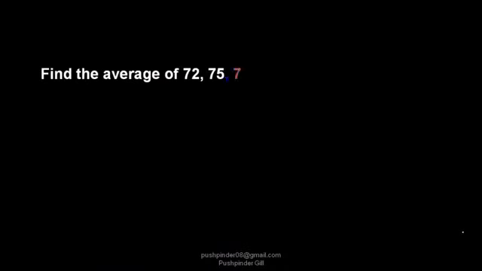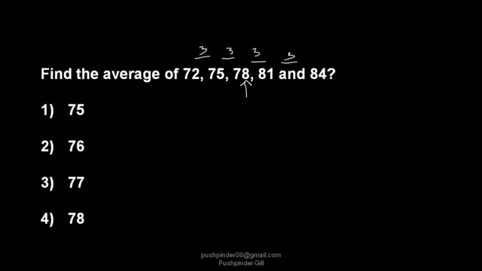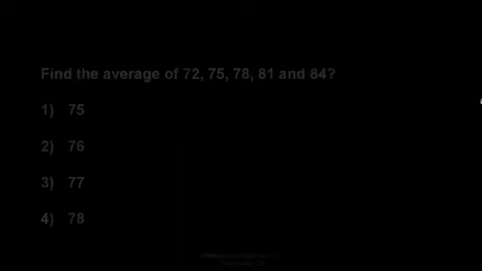Alright, let's move forward. Find the average of these numbers: 72, 75, 78, 84, 81, 84. Are these numbers in arithmetic progression? Yeah. There is a difference of 3 here, a difference of 3 here, a difference of 3 here, a difference of 3 here. That means these numbers are in arithmetic progression. That means the middle number is the average. So the average is 78, right? So I hope this point is clear now to you.